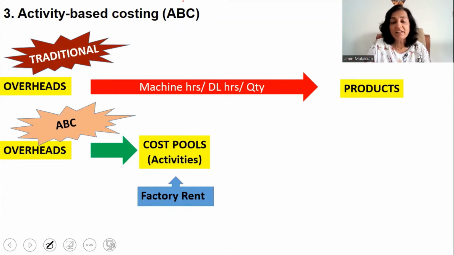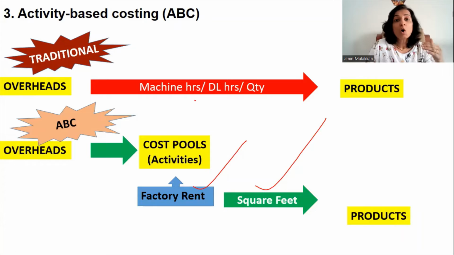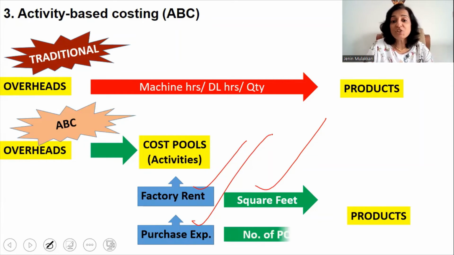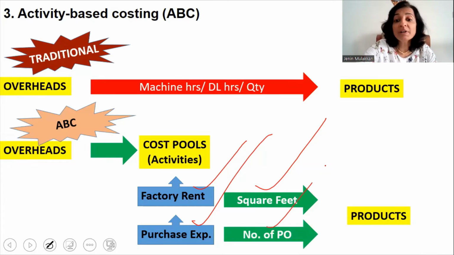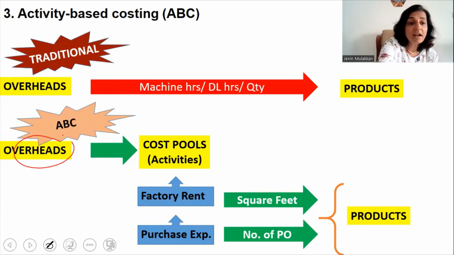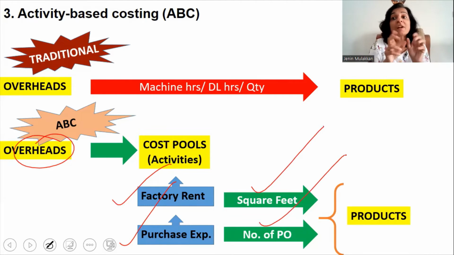Suppose it is a factory rent. Then the basis on which the factory rent used to be divided between the products was square feet. Or if the overheads were the purchase expenses, then the basis of division was the number of purchase orders. So what activity-based costing used to do is the entire overheads used to be broken down into cost pools based on its nature. And each cost pool had a separate cost driver to divide it.